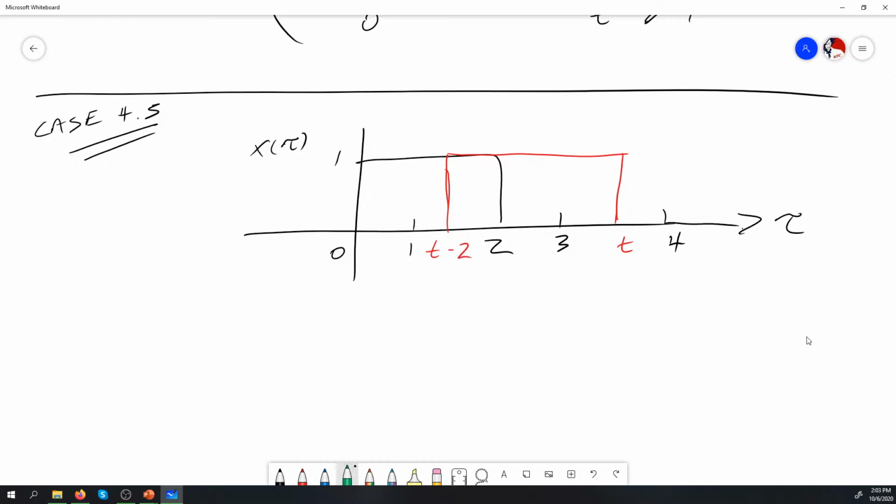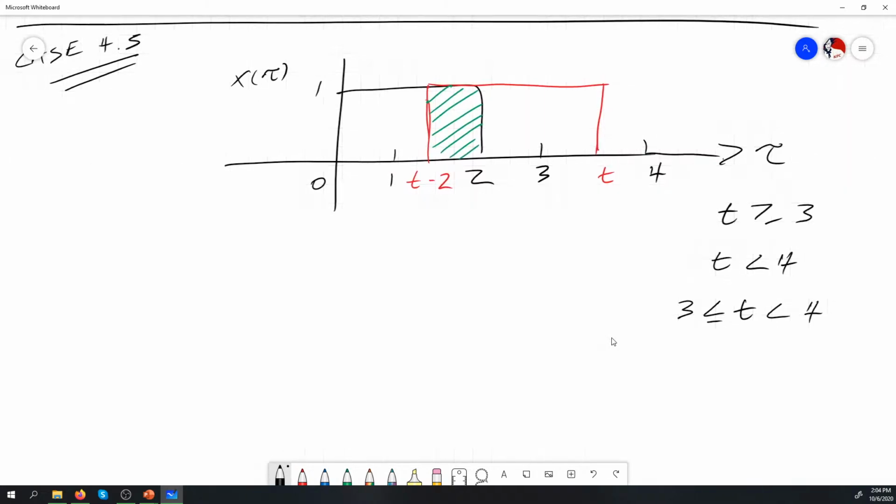Right. So our overlap here for case 4.5 will be this green shaded area here. And in evaluating our time range, we see that t here in particular is across the 3 mark here, but it's still less than 4. So we say t here is more than or equal to 3, but t is less than 4. And then we combine the time ranges, so we get 3 less than or equal to t less than 4.